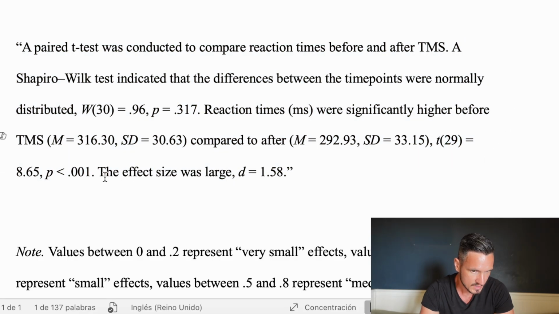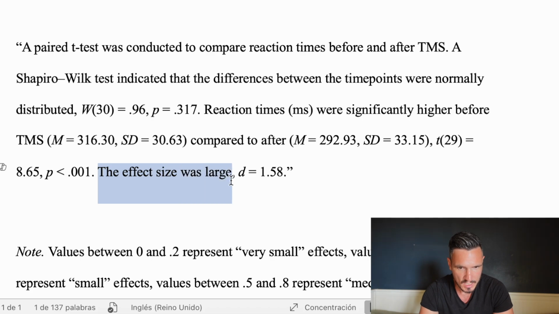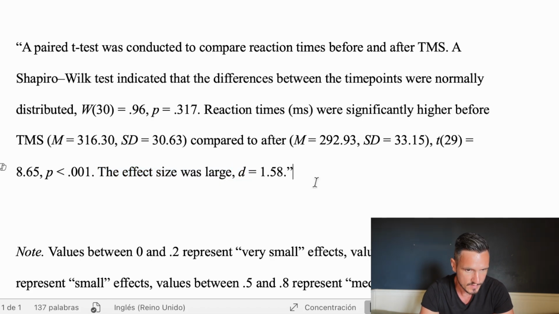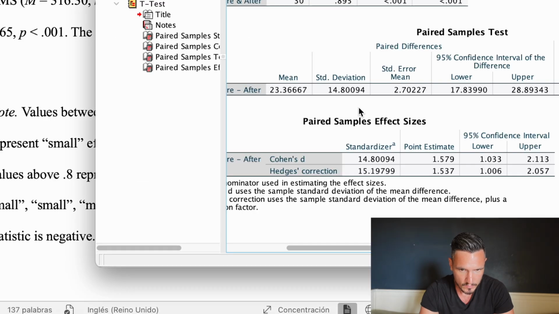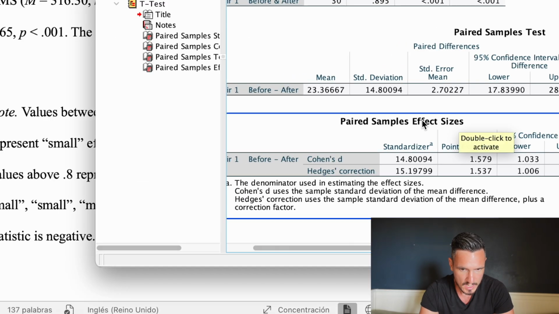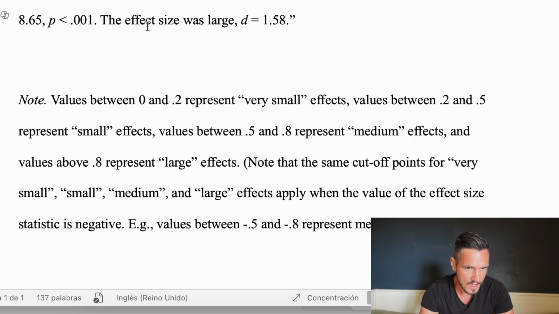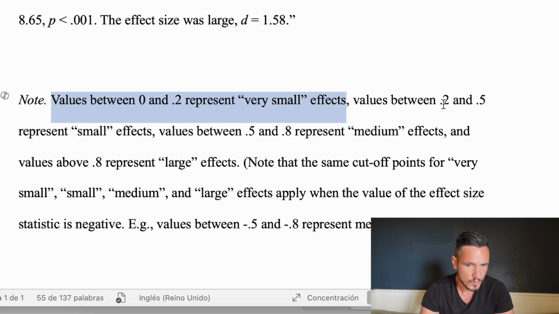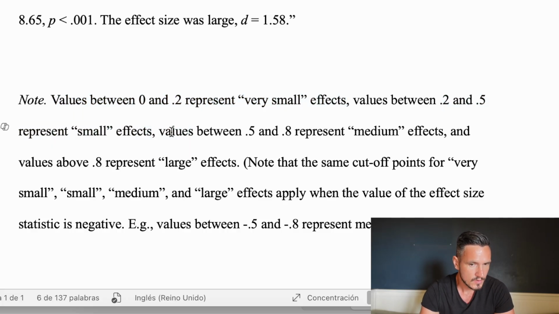And finally we have this sentence that says the effect size was large, and we have a Cohen's d value of 1.58, and that value is coming from this paired samples effect sizes table, and from the Cohen's d row and the point estimate column, where we've rounded this value here to 2 decimal places. And we've described that as a large effect, and that's based on these criteria here. So typically values between 0 and 0.2 represent very small effects. Those between 0.2 and 0.5 represent small effects. Those between 0.5 and 0.8 represent medium effects, and those above 0.8 represent large effects.